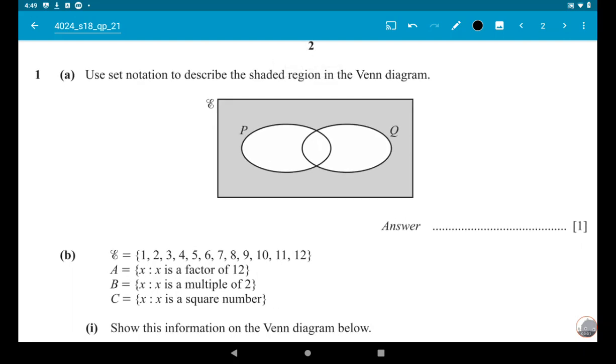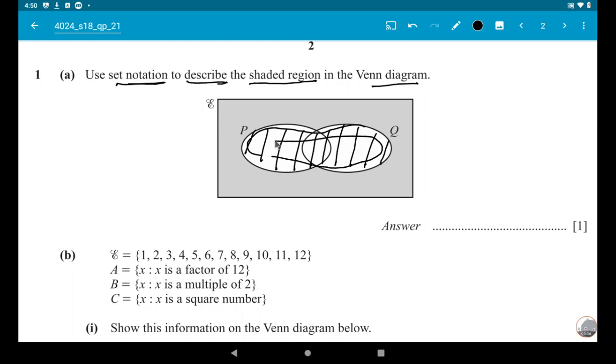First of all, we will read this question, then we discuss. Use set notation to describe the shaded region in the Venn diagram. Okay, shaded region in the Venn diagram, describe notation. Okay, so can you imagine if we shade this part also? So what is the notation?